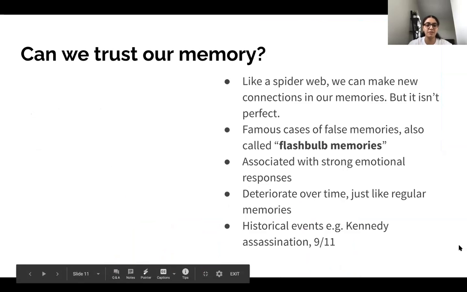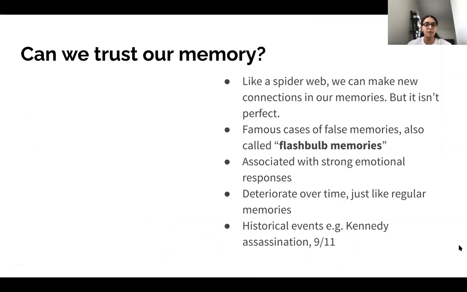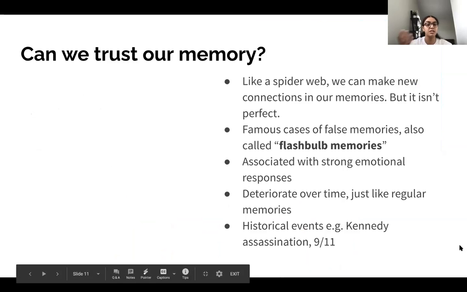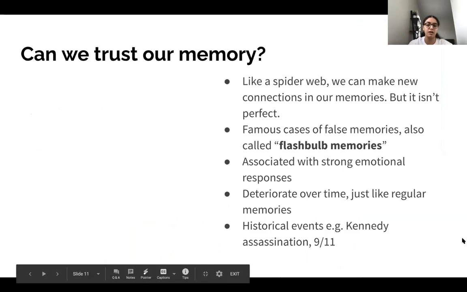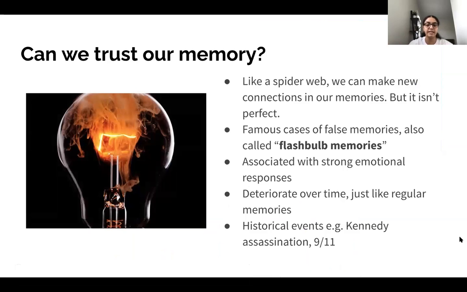So the question here is, can we actually trust our memory? A good comparison for your memories is a spider web. Over time, you're going to make more and more connections and more memories throughout your entire life, basically. But this isn't perfect, because there's a phenomenon called flashbulb memories, which are highly detailed, quote unquote, snapshots of events that happened over time, which could actually be false. Additionally, your memory deteriorates over time because you're more likely to remember something better when it happened more recently. So for example, you might be able to remember what you had for breakfast this morning, but you might not be able to remember what you had for breakfast 5 years ago today.